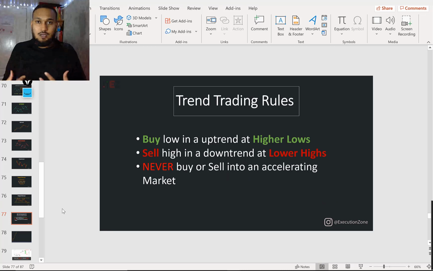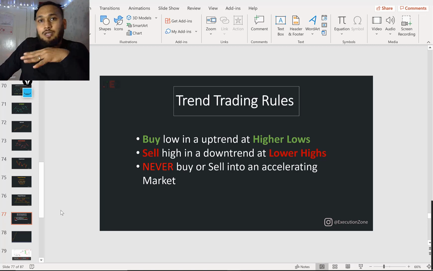So, some rules here. Trend trading rules. Remember, there are two decisions: you're either buying or you're selling. There's nothing else you're doing in the markets. So when is it a good time to buy?